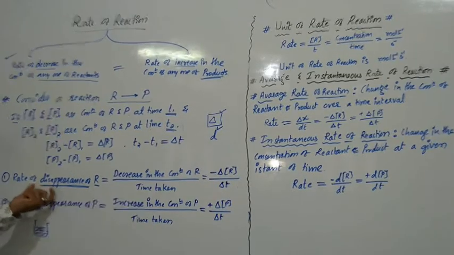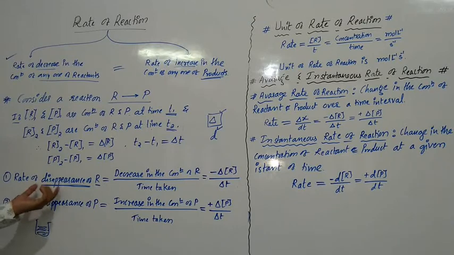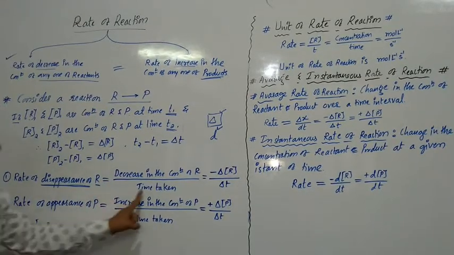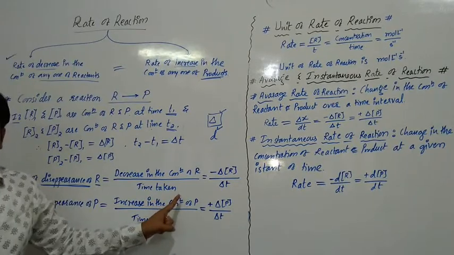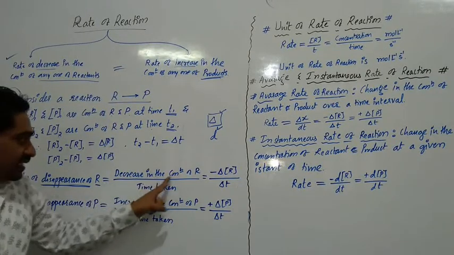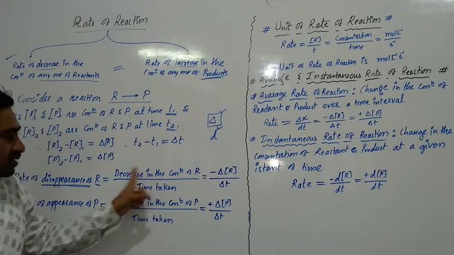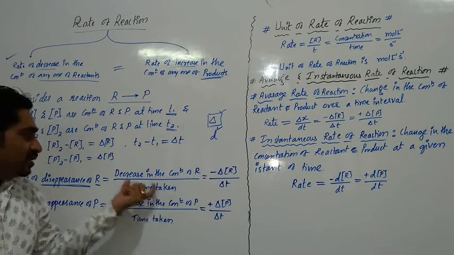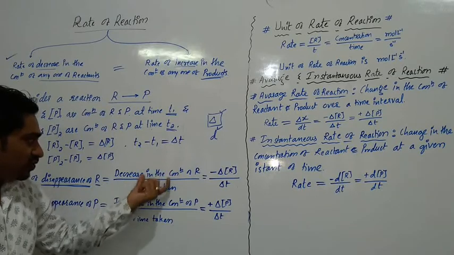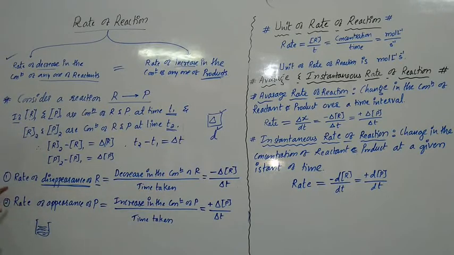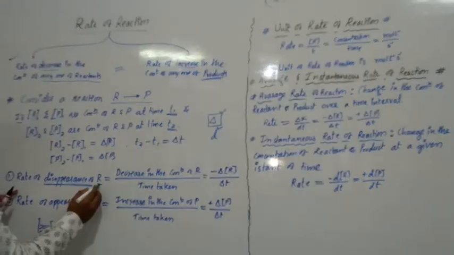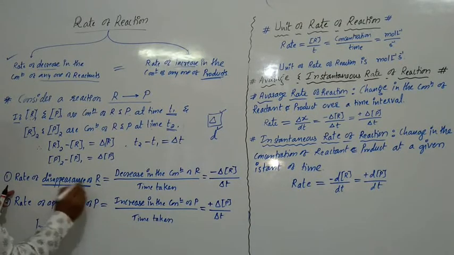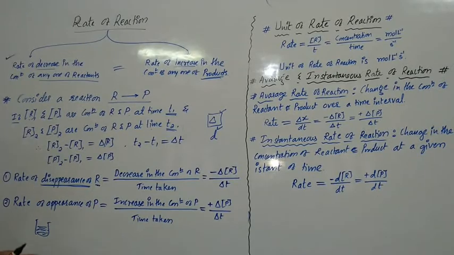How can we calculate this? It is given by the decrease in the concentration of reactant divided by the time taken. For this decrease in the concentration of reactant, how much time is taken? So the decrease in the concentration of reactant divided by time taken gives the rate of disappearance of R. This is nothing but the rate of a reaction with respect to the concentration of reactant.